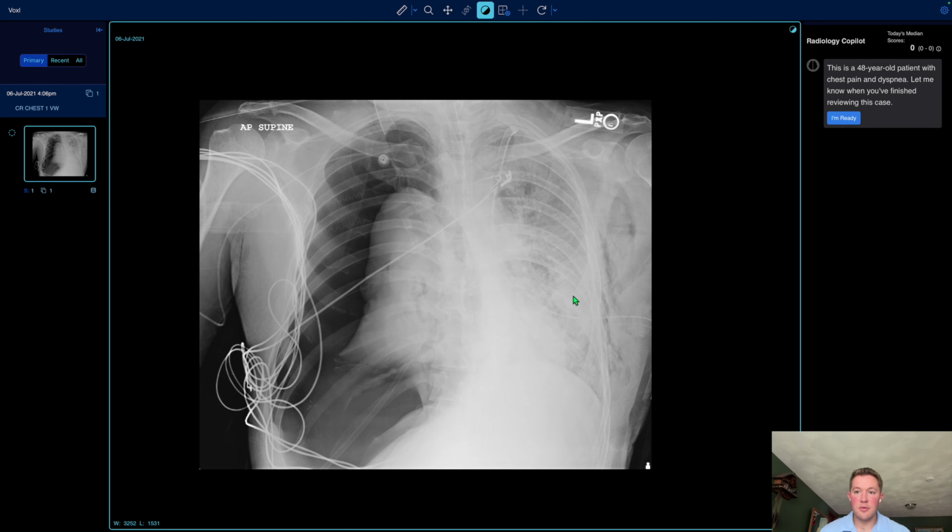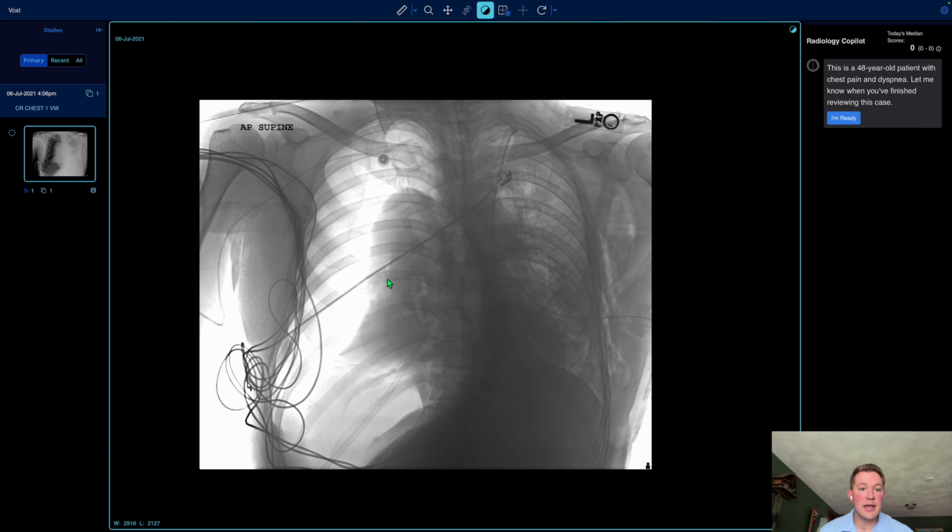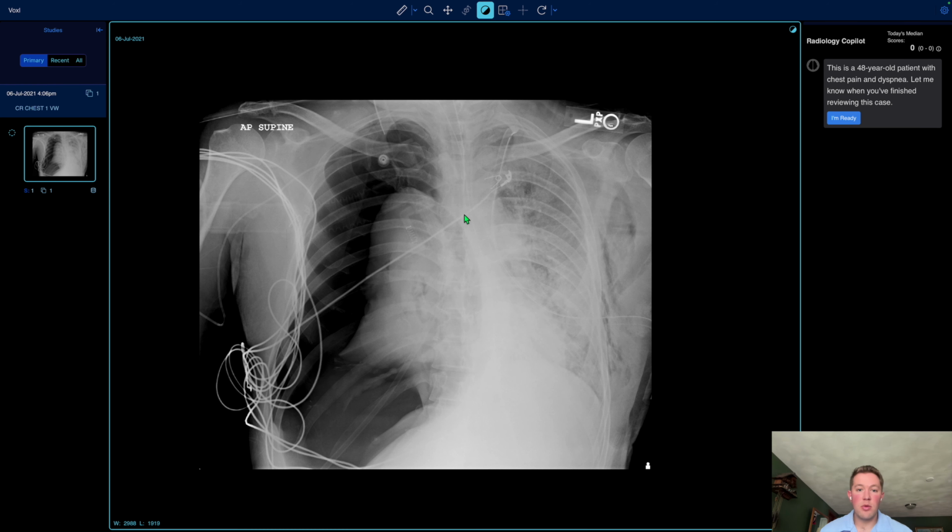In summary, this is a 48-year-old patient with chest pain and dyspnea. On AP view, it demonstrates a right pneumothorax, suggestive of tension pneumothorax, with a left chest tube in place, and a right midline catheter in place, with the ETT tube appropriately placed as well.